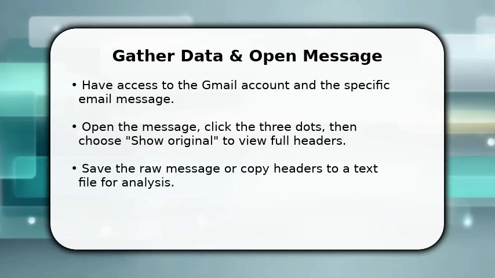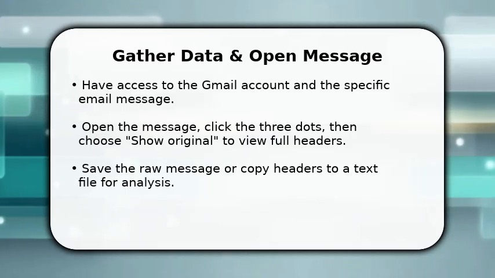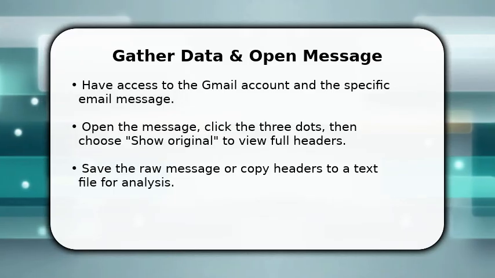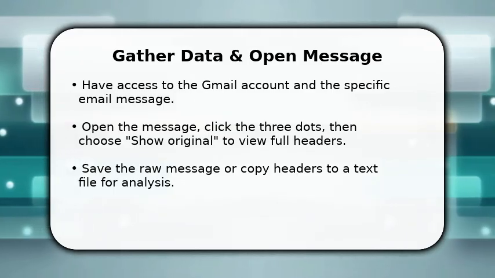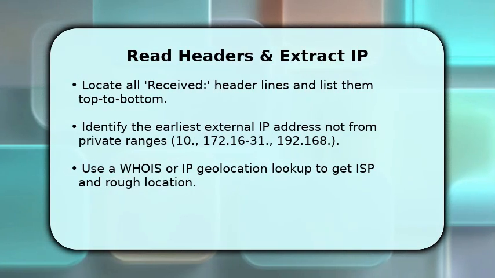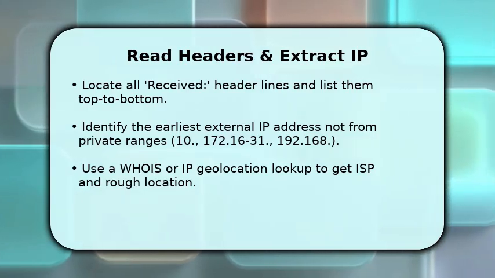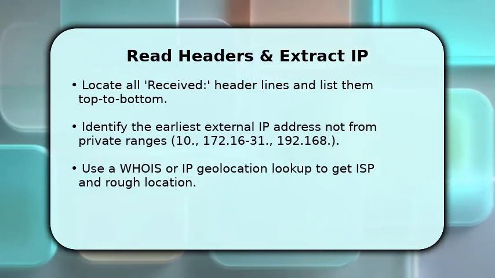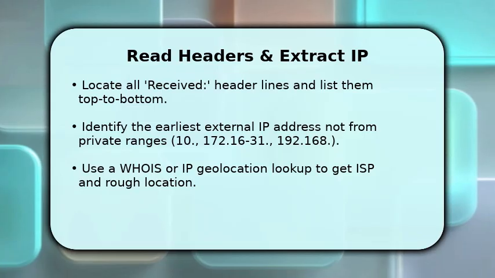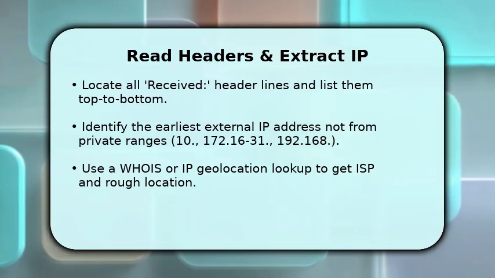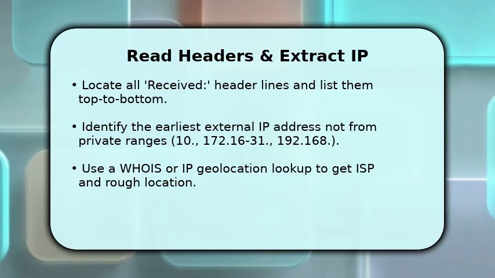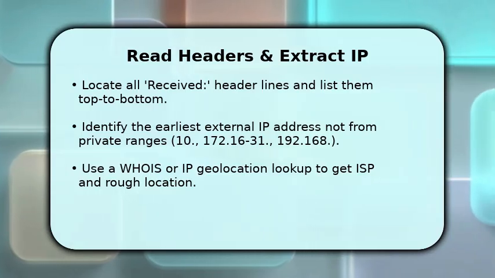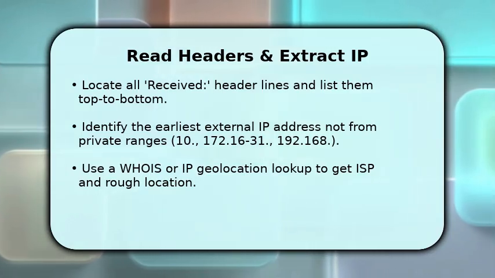Now you'll parse the header lines, read every received entry from top to bottom because the earliest external hop usually shows the sender's connecting IP. Once done, pick the first non-private, non-cloud provider IP, skip 10, 172.16 to 172.31 and 192.168 ranges and known mail transport IPs. Make sure to note timestamps adjacent to each received line for sequence context.